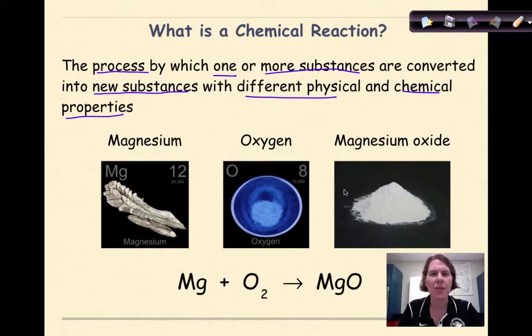Symbolically, the way that we would represent this is the magnesium symbol, a plus sign, diatomic oxygen yields, and then the chemical formula for magnesium oxide. We're going to talk about this step by step and how we would approach this.